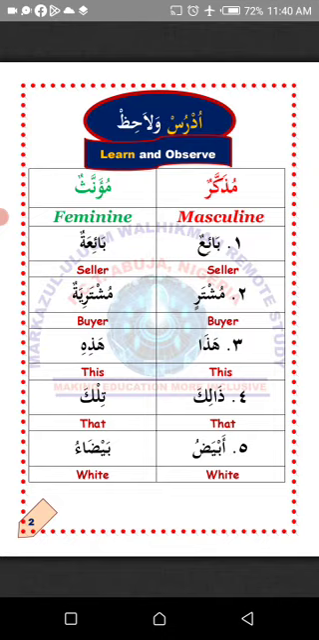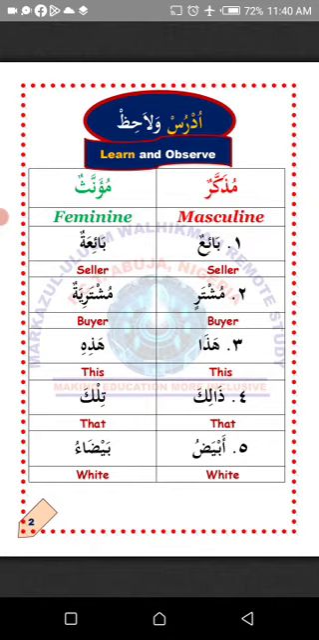Mudhakkarun, masculine. Muannas, feminine. Mudhakkar, masculine: this is a word in Arabic that represents a male person or a male object. Mu'annath, feminine, being the word in Arabic that represents a female person or a female object. Wahid, number one. Bayi', seller. Bayi'ah, a female seller.